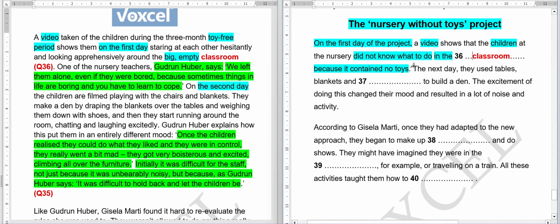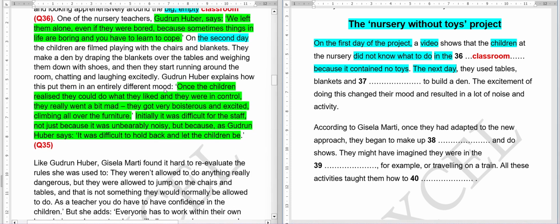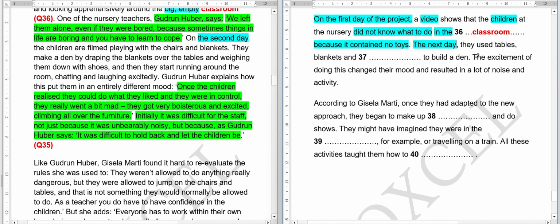The next day, okay, so the next day means the second day. Let's read it because we have location here. They used tables, blankets, and something to build a den. So now we know we have read about making a den. Here it is. Now they used tables, we know. They used blankets and something else to build a den.